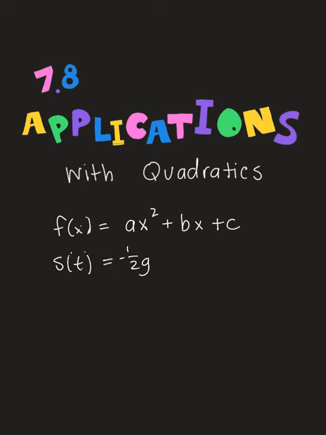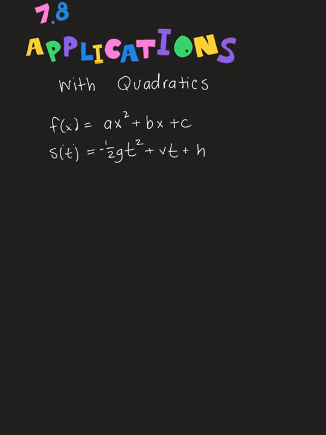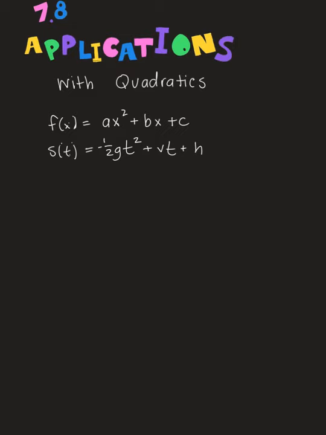Negative 1/2 g t squared plus vt plus h. So you guys can see that our a is now negative 1/2 g, our b value is now v, and then our c is now h. So let's actually write out what each of these variables mean.